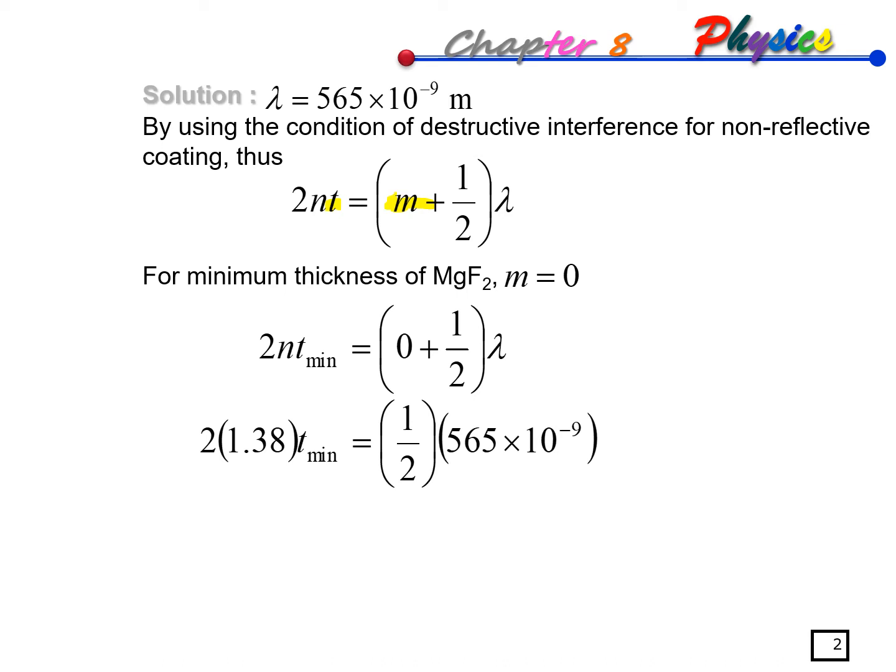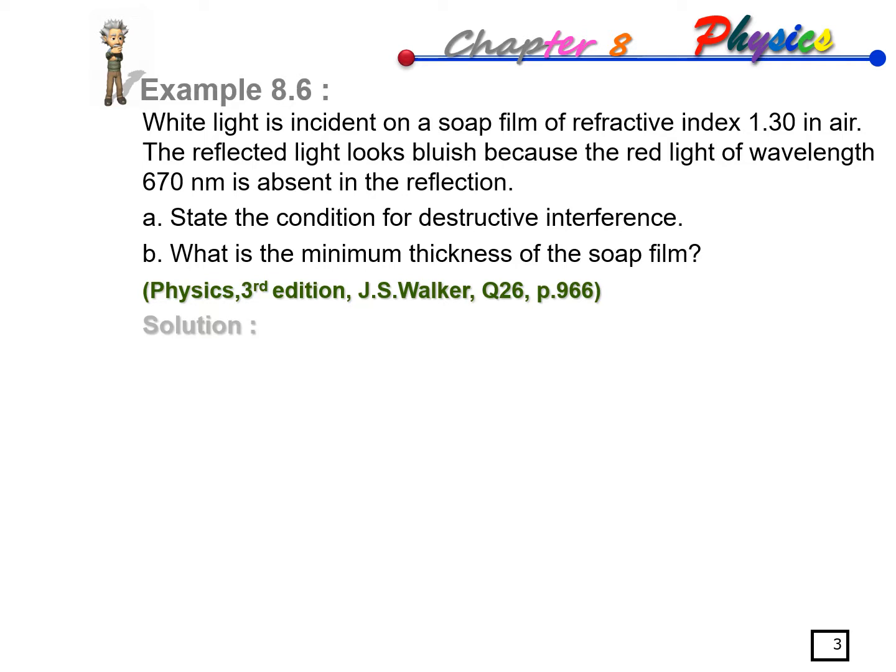Okay, so we are going to determine the value of t, the minimum thickness, which will end up with 102 nanometer. So this is an example for anti-reflective coating. Okay, next we look into reflective coating.